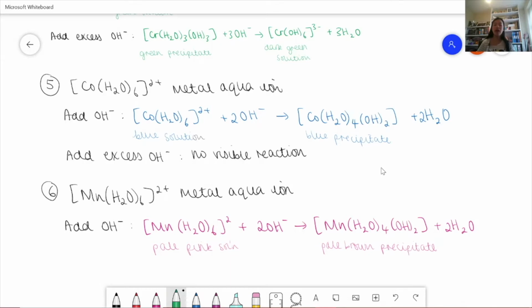And then with manganese, with the manganese 2+ ion, when we add sodium hydroxide, it's reacting with 2 OH- ions, and so it forms a pale brown precipitate from a pale pink solution, and two waters are formed. And again, when we add excess sodium hydroxide, we have no visible reaction.